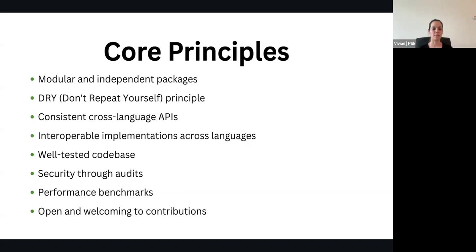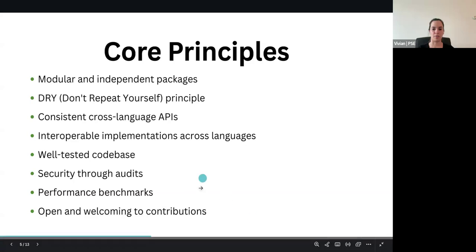So that's the idea of this principle. Also, well-tested code base. Tests are very important. So we always try to make sure that all lines are covered and all branches. Security through audits. We recently finished an audit for Semaphore version 4, and it covers some ZK-Kit packages, and we want to have more audits so that it's more secure to use these libraries. Performance benchmarks. Comparing different data structures is always important, so that it's easy for you to decide which one you need. And contributions are very welcome. So that's another important thing.